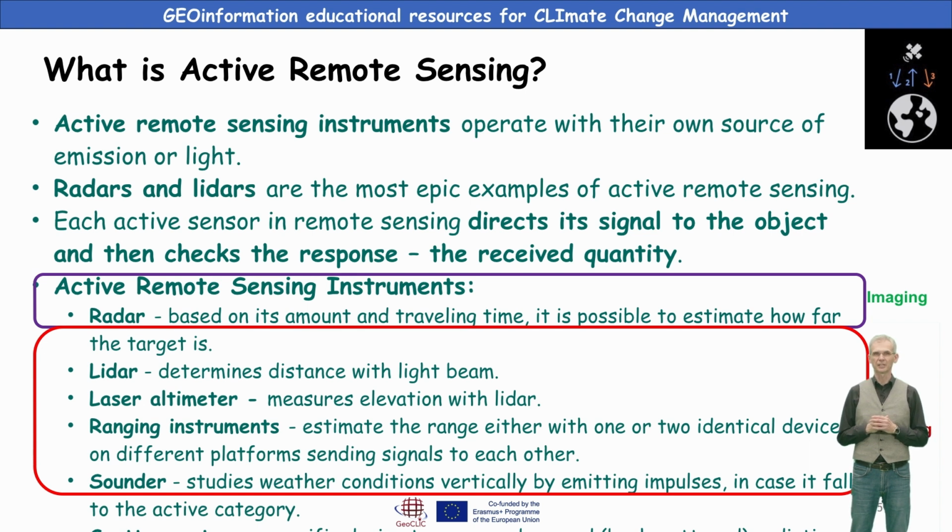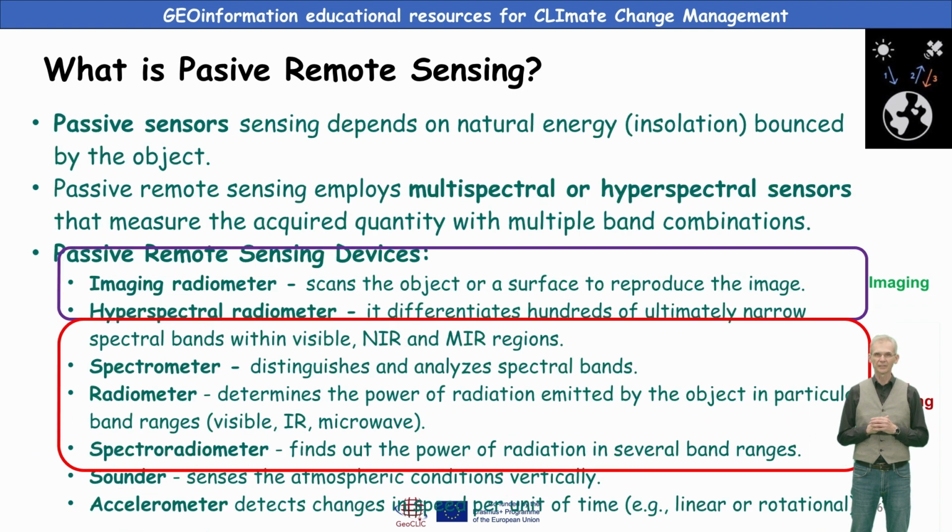Microwave sensors can be both passive and active. Passive ones only detect microwave emission from the object, distinguish natural energy and record it, while active ones radiate their own signal towards the object and measure the amount of reflected signal, like radar.